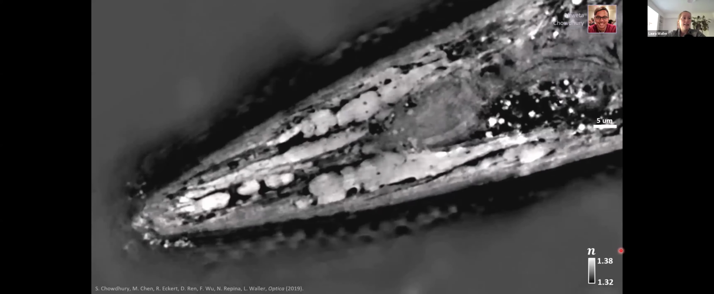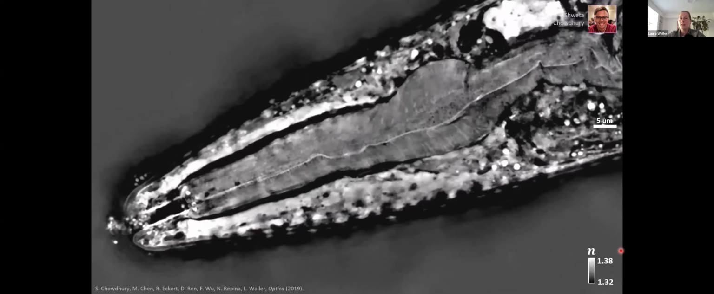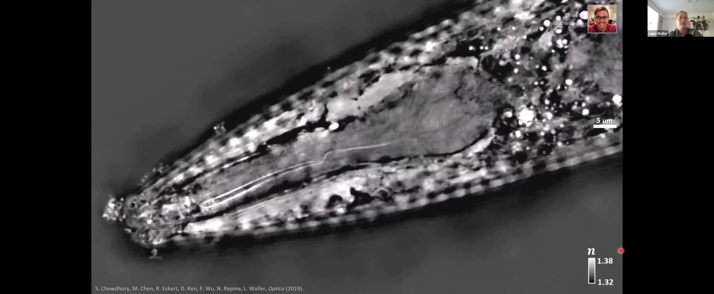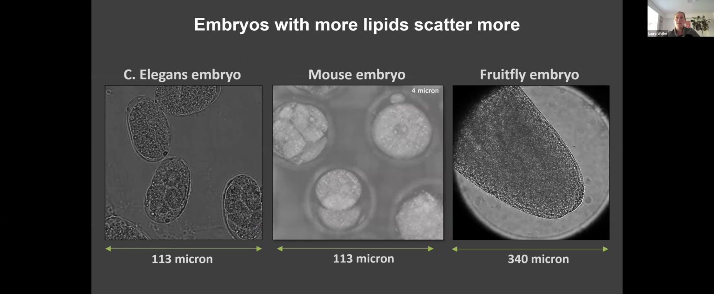Okay, so I think this technique is really cool. I'm so excited about reducing multiple scattering. And Chateau was a postdoc in my group working on this, so he spent a lot of time on this. One thing he went after was embryos. Different embryos have different amounts of scattering, but the lipids in the embryo make them scatter even more. Mouse embryos were relatively easy. C. elegans are getting more challenging. Fruit fly embryo was a good challenge.